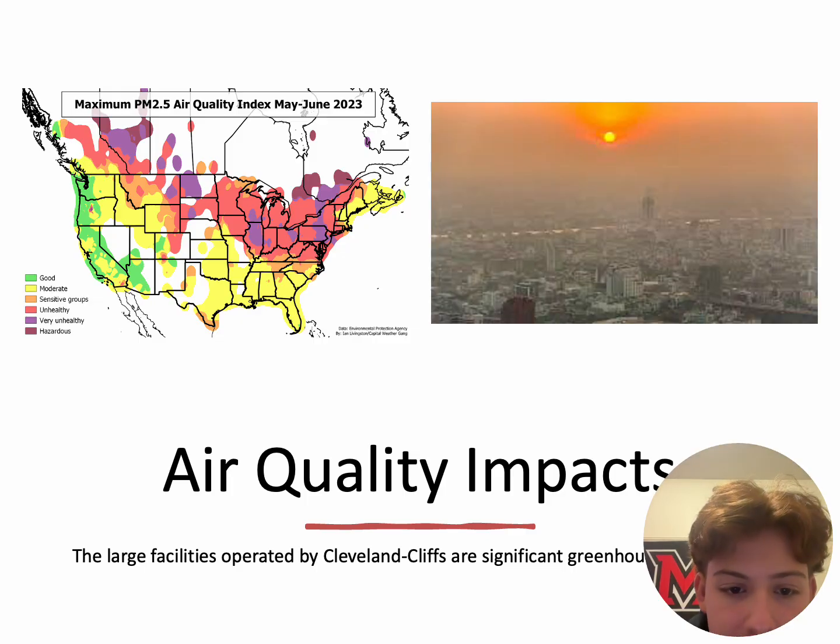And right here is the maximum PM 2.5 air quality index from May to June 2023, showing areas that are good and then different areas that are unhealthy. Right here you can see Cleveland, on the upper northeast side of Ohio, it shows purple, which means it's very unhealthy.